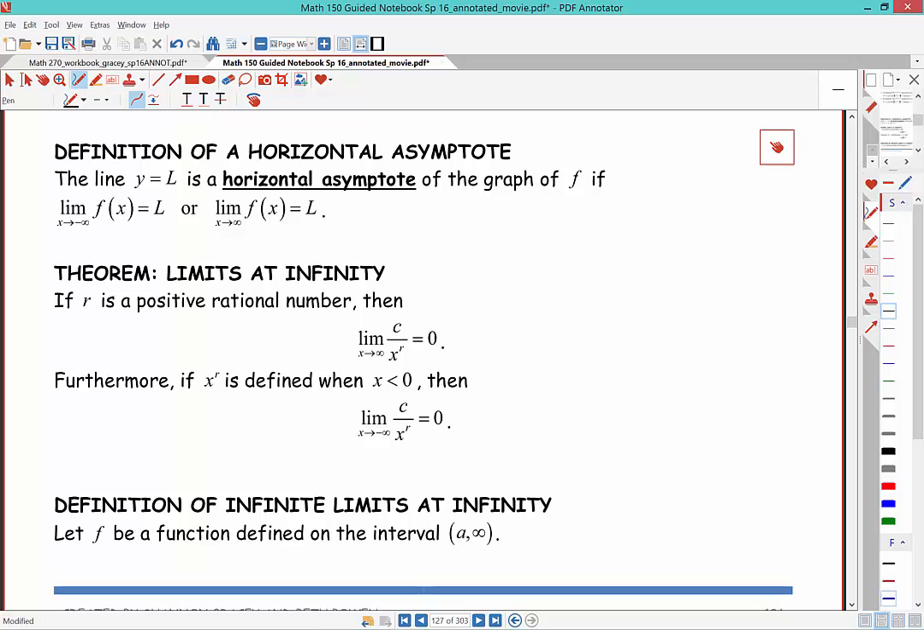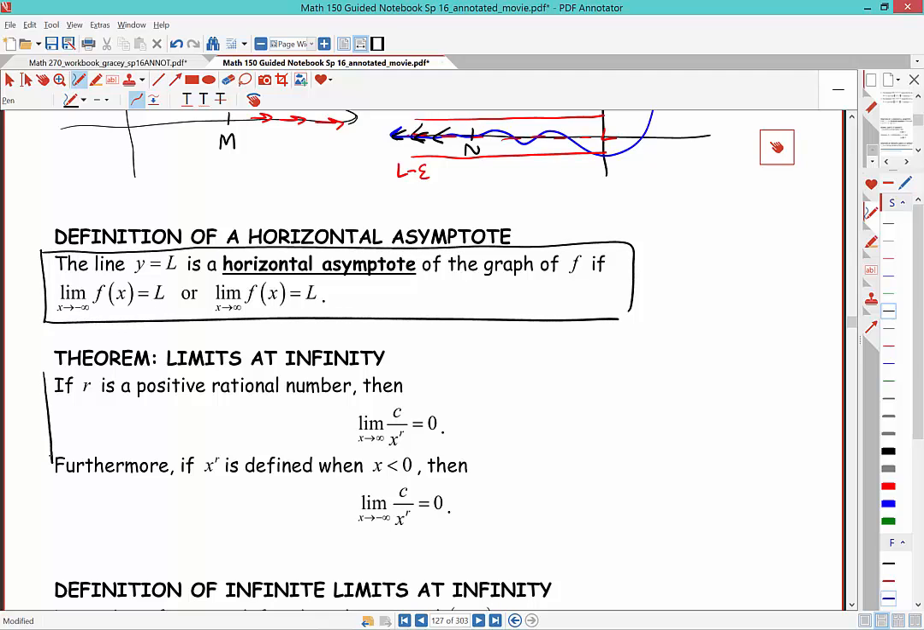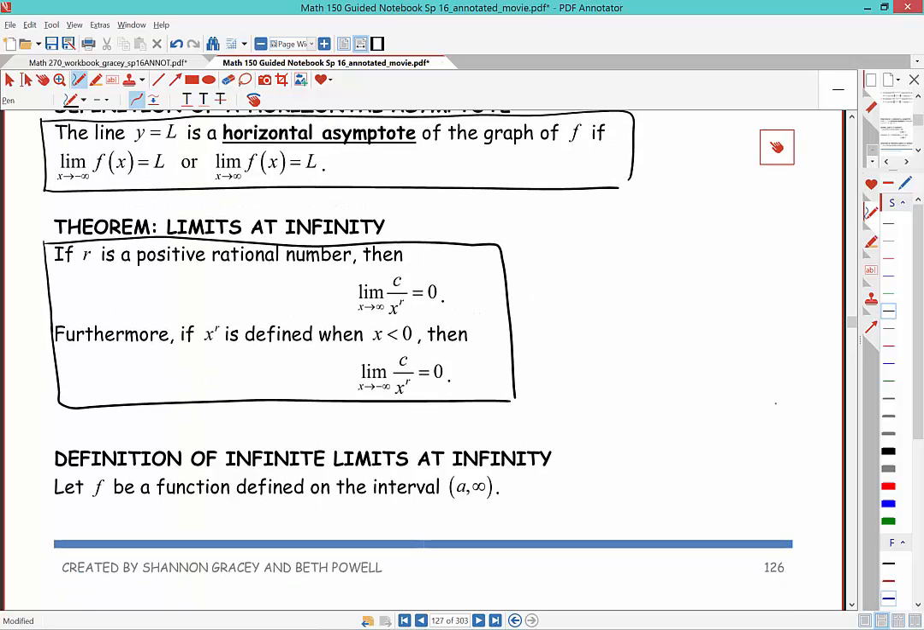Okay, so here's a theorem, all right? This is a very important theorem. So this was a little box for our definition, and then here is our theorem. And this is something you're going to use a lot in Calculus 2, right?